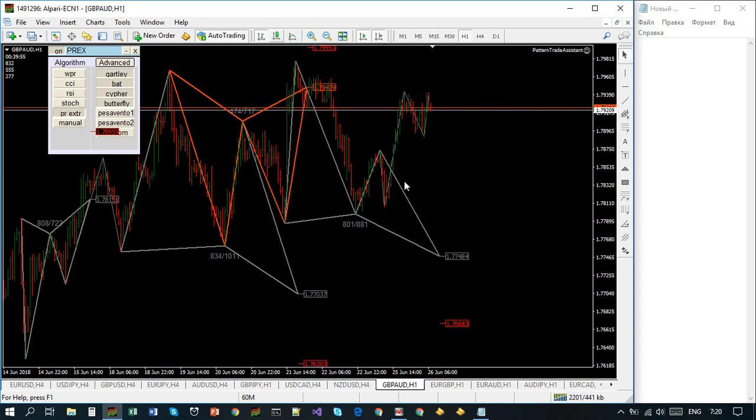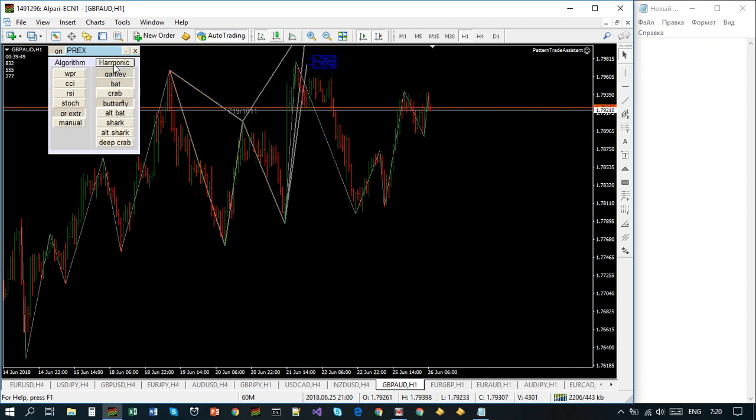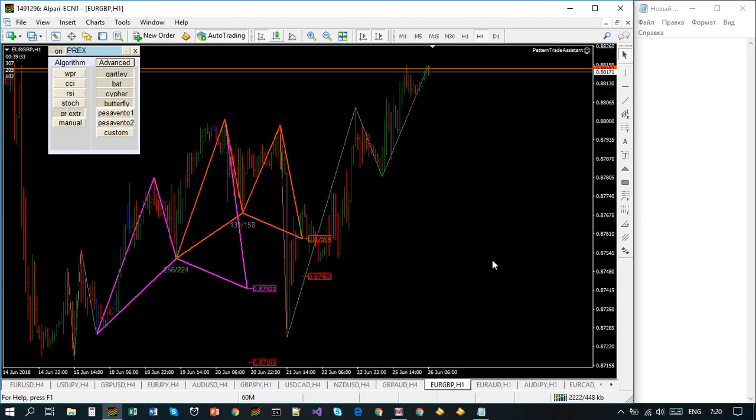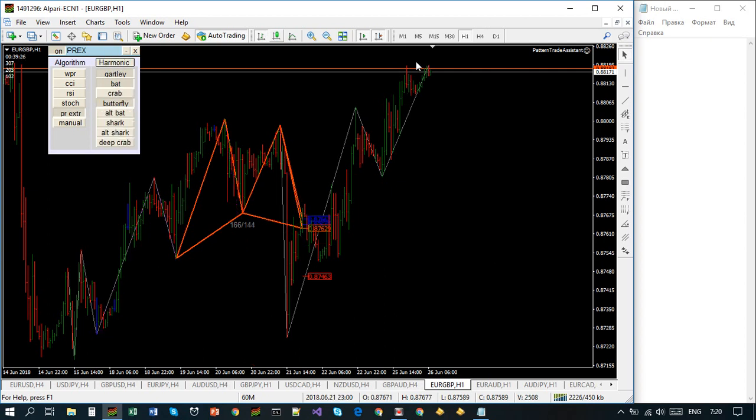Pound Aussie, we had this bat setting up. It was invalidated. Right now we have nothing based on the advanced approach, and the harmonic approach is nothing. Switch to 4 hour, nothing for the harmonic trading approach, nothing for advanced formations. Euro GBP 4 hour advanced pattern approach, nothing. Harmonic, nothing. Sorry, it was 1 hour.